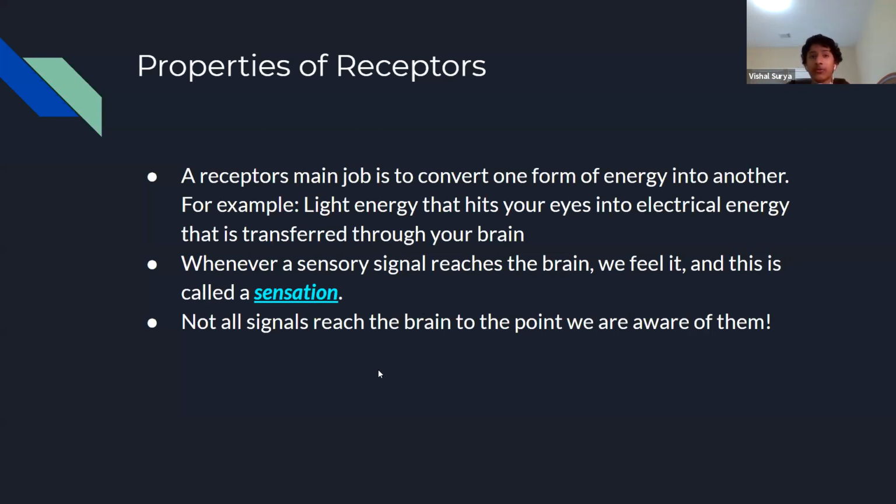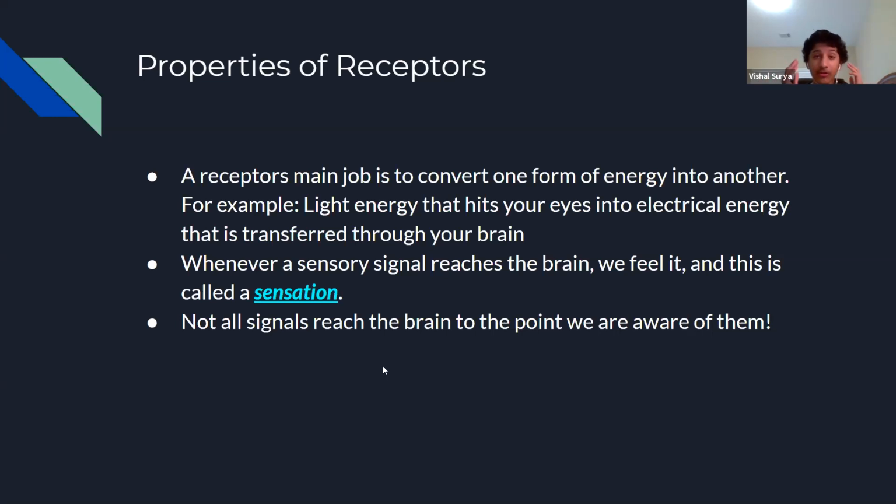Whenever a sensory signal in the form of this electricity reaches the brain, we feel it. And the fact that we're feeling it is called a sensation. I'm sure most of y'all are familiar with that term. The sensation of getting touched or getting hit by a baseball, I don't know. That's what we feel, sensations. And here's a really important thing about it.